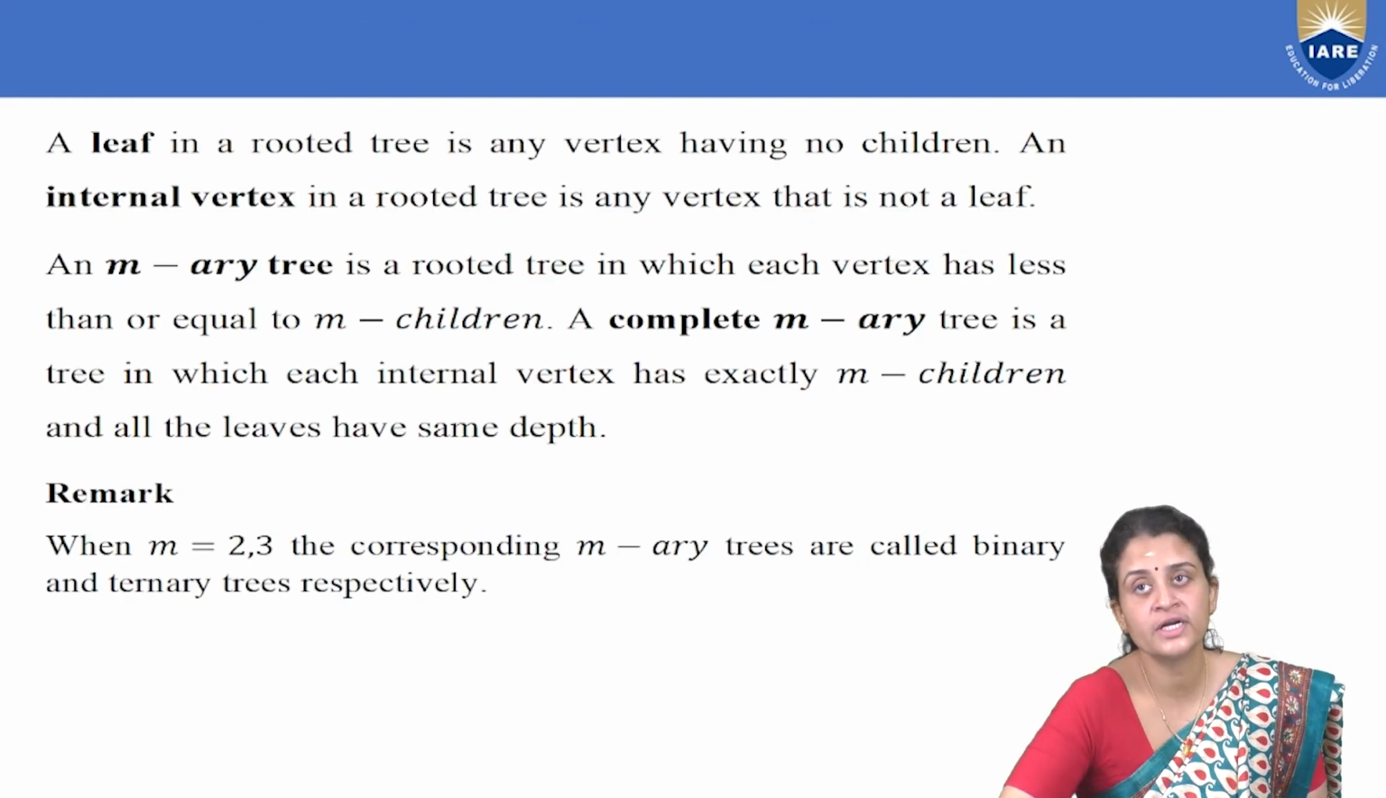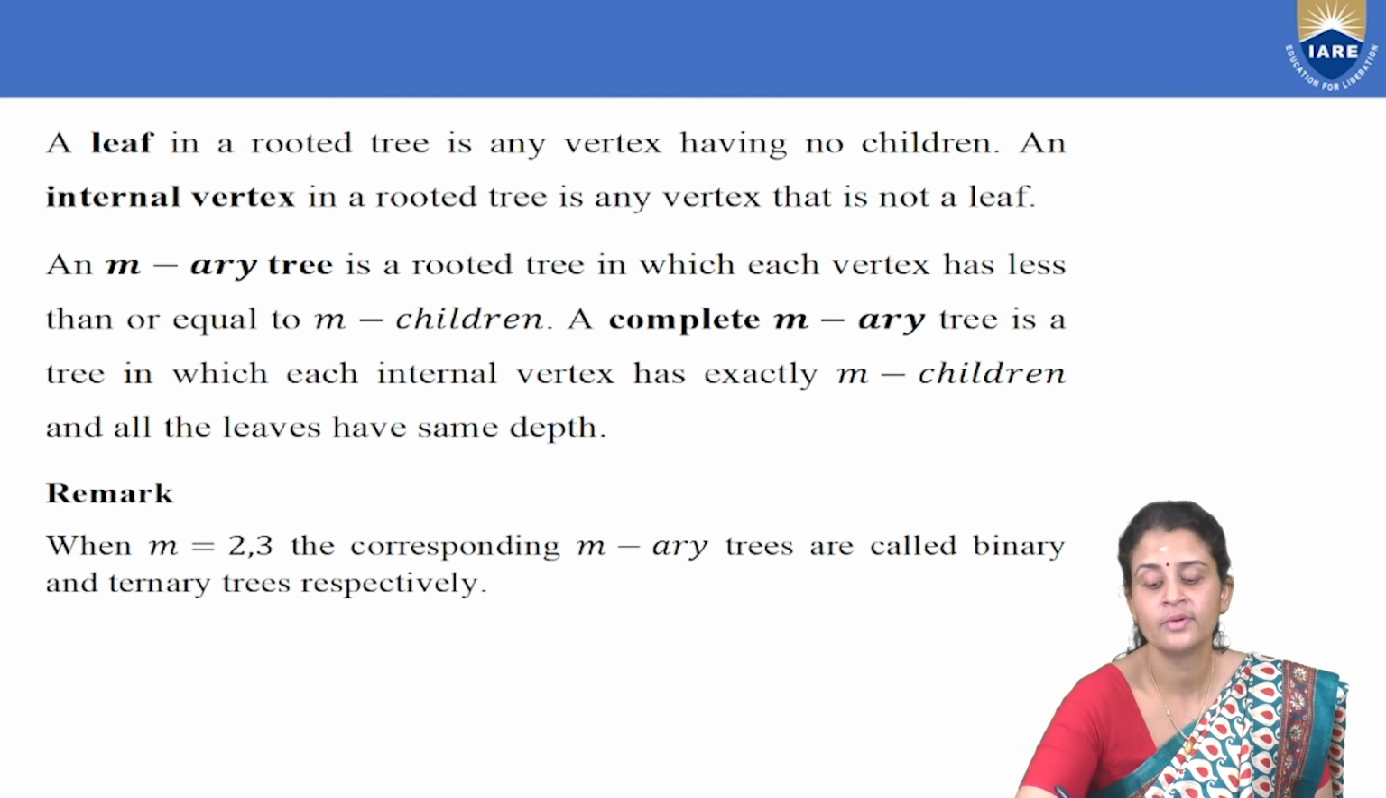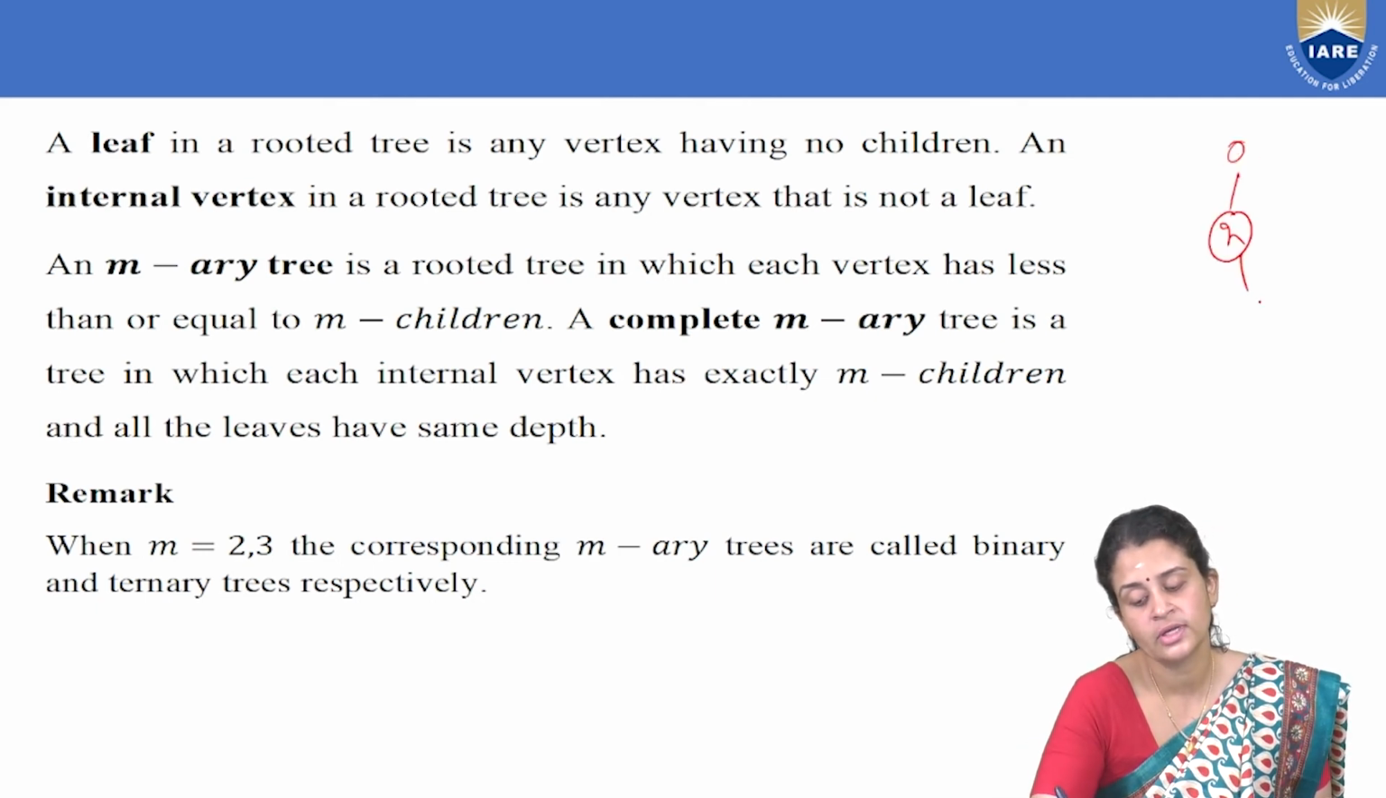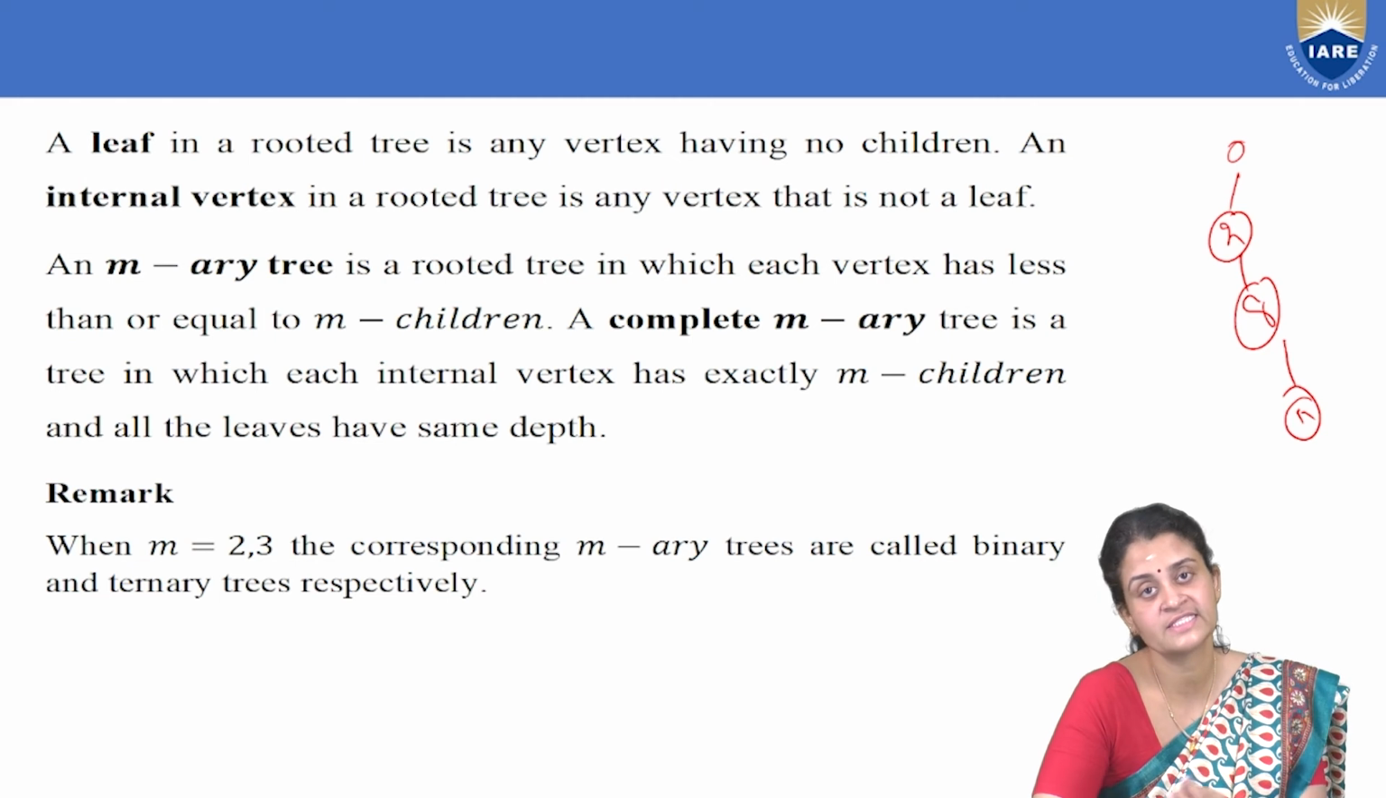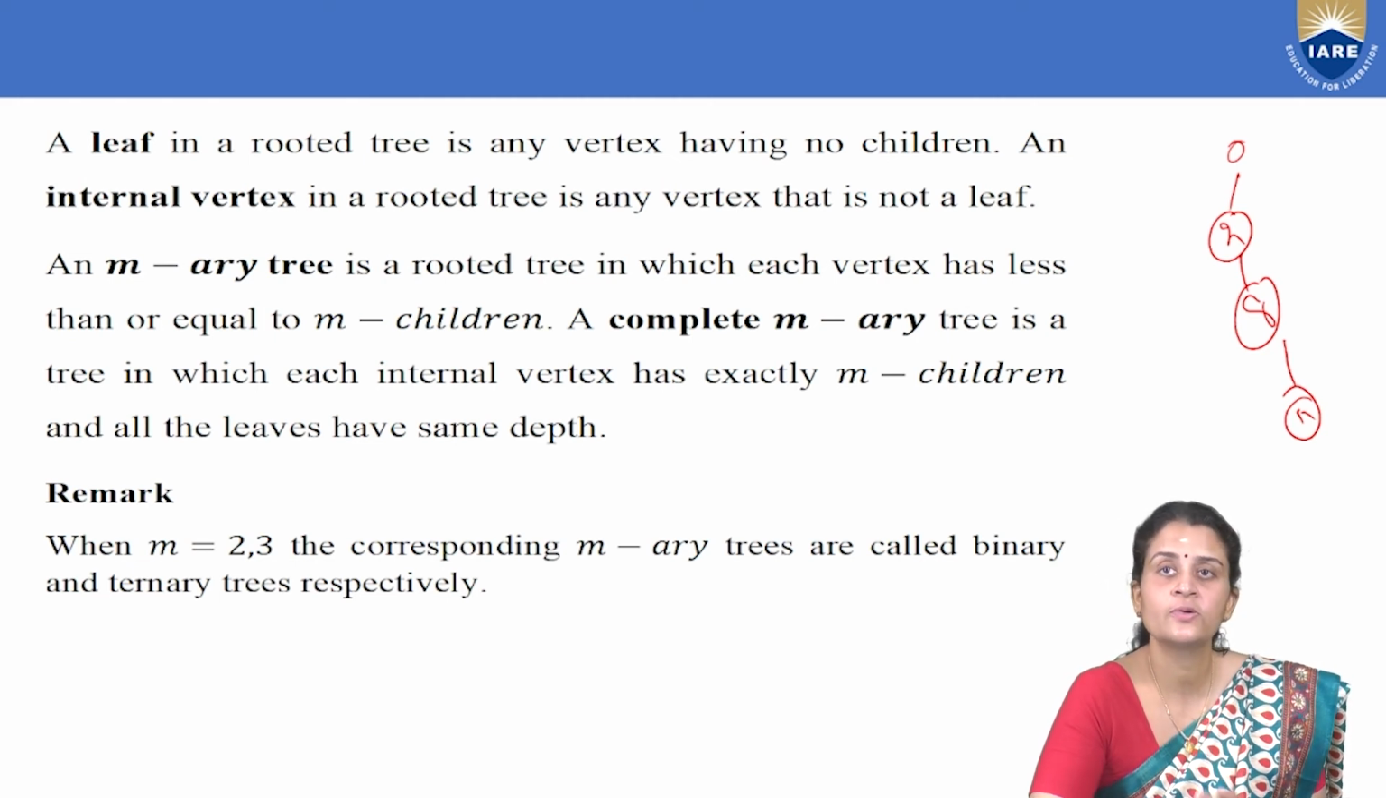A leaf in a rooted tree is a vertex having no children. Here, considering 0, 2, 8 and 11, the vertex 11 is said to be a leaf. An internal vertex in a rooted tree is any vertex that is not a leaf. That is, here it is the internal vertex 8.